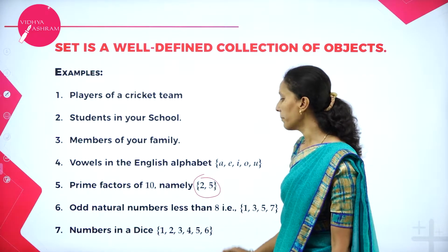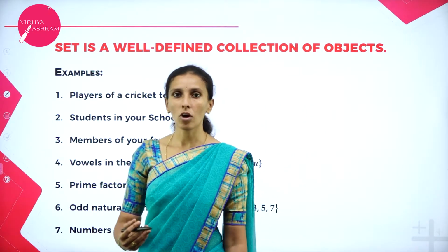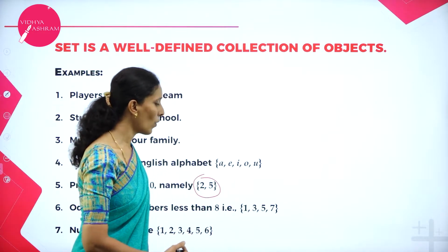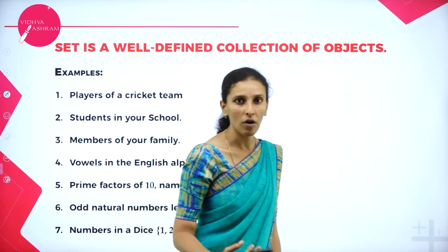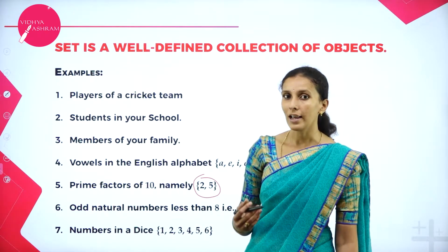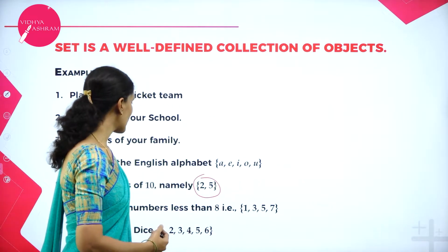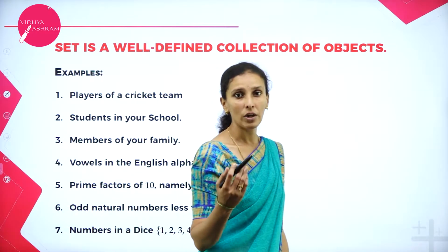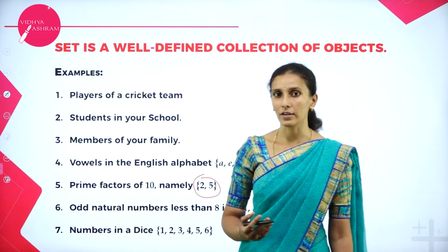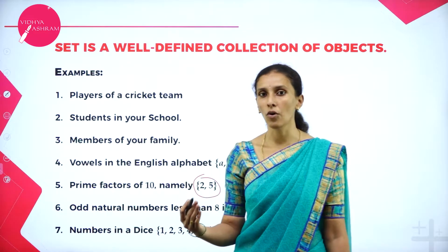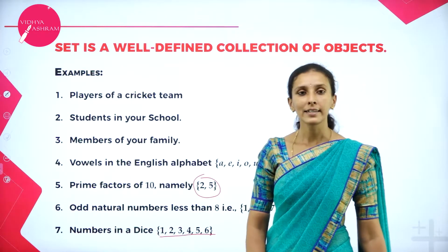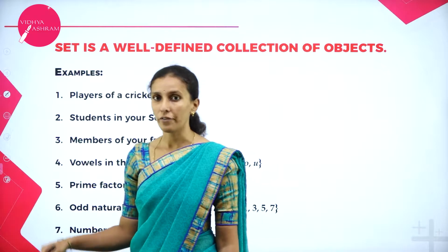So therefore, it is an example for a set. Odd natural numbers less than 8. So what are the odd natural numbers less than 8? They are 1, 3, 5, 7, which forms a well-defined collection of objects. An example for set again. Next, numbers in a dice. So when you throw a dice, what are the numbers you get? 1, 2, 3, 4, 5, 6. So these also form a collection of set.